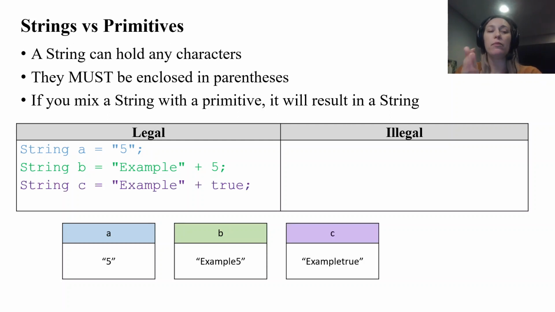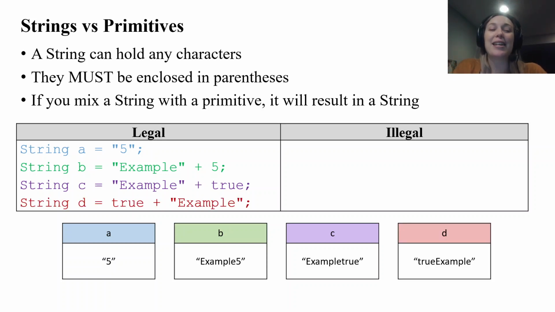Same thing if you mix a string with a Boolean. Example plus true, it pushes together into example true. And then even if it went the other way, because it still reads it as a string, true plus example, it'll read the whole thing as a string, true plus example. Okay. All legal syntax, all ways to combine strings and primitives.